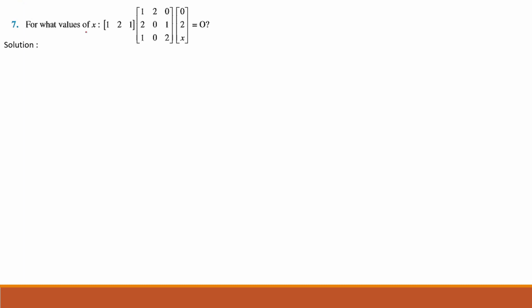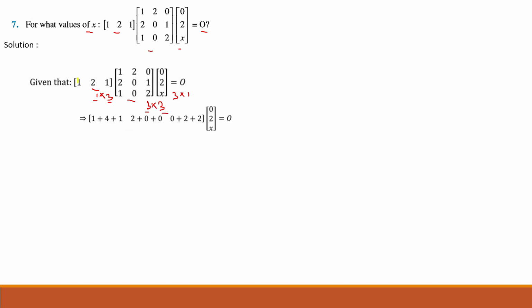सो फॉर द सेवेंथ प्रॉब्लम वी हैव टू फाइंड द वैल्यू ऑफ x, जहां पर दिस थ्री मैट्रिक्स का मल्टीप्लाई करने के बाद द आंसर इज 0. सो फर्स्ट हम इन दोनों को मल्टीप्लाई करते हैं. इसका ऑर्डर है 1/3, इसका ऑर्डर है 3/3 एंड इसका ऑर्डर है 3/1. सो मल्टीप्लाइंग दीज टू हम इसका मल्टीप्लिकेशन कर सकते हैं, and the answer will be of order 1/3.